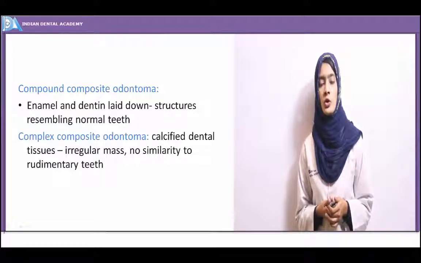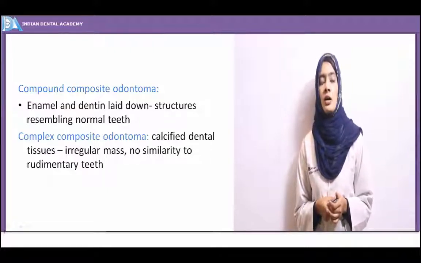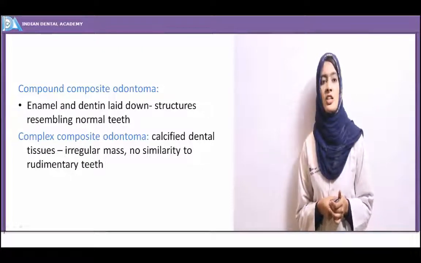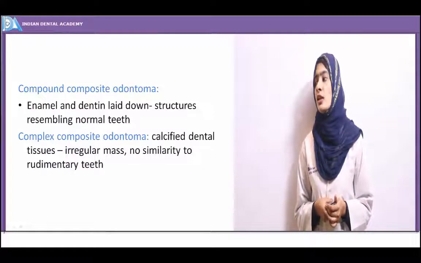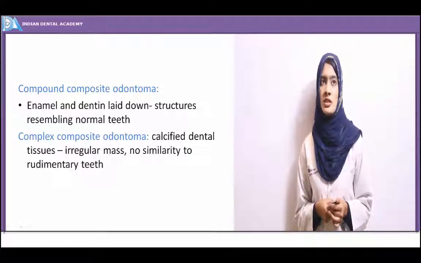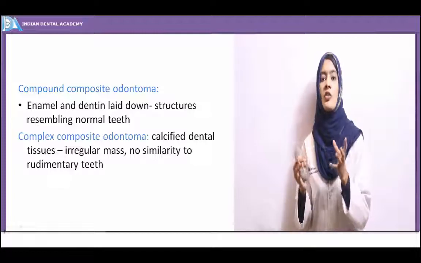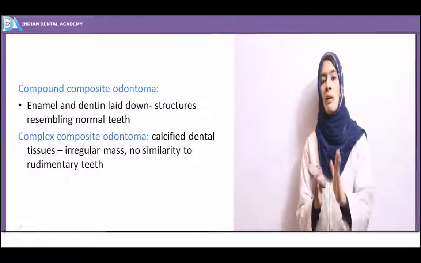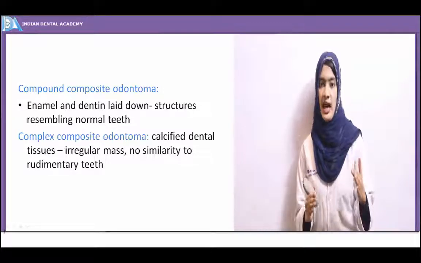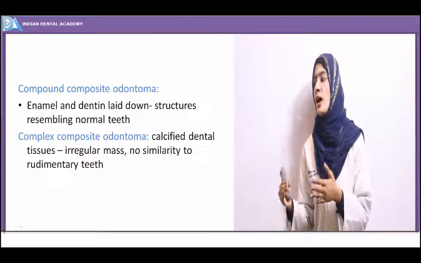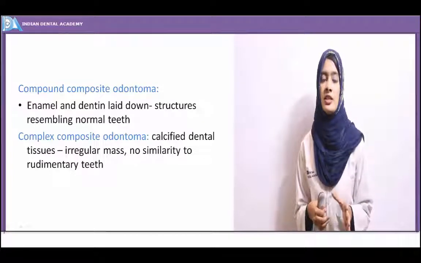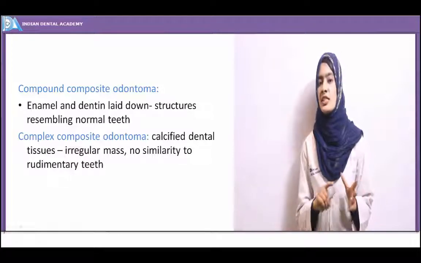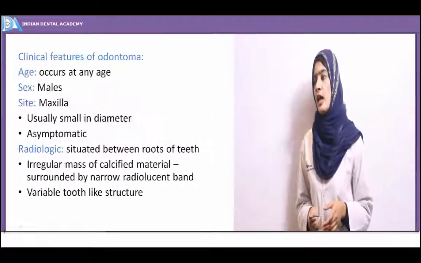Compound composite odontoma: here, whatever the calcified structures are deposited, they are arranged in concentric layers and they resemble the normal enamel and dentin seen in the teeth, and thus they bear a morphologic resemblance to normal tooth structure. Those are the compound composite odontoma. Whereas in the complex composite odontoma, the calcified dental tissues are deposited in an irregular mass, so they bear no morphologic similarity to anatomic teeth.